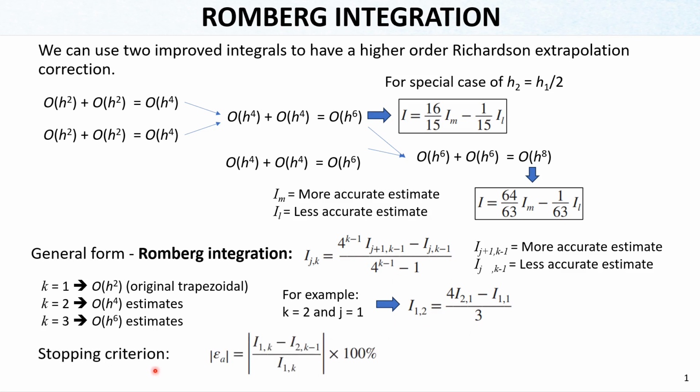So we can set a stopping criterion, as you can see here, an approximation error for I(1,k) minus I(1,k-1), the previous iteration, divided by the current iteration. So current minus previous, divided by current. This gives us a stopping criterion to be able to stop at a certain iteration.